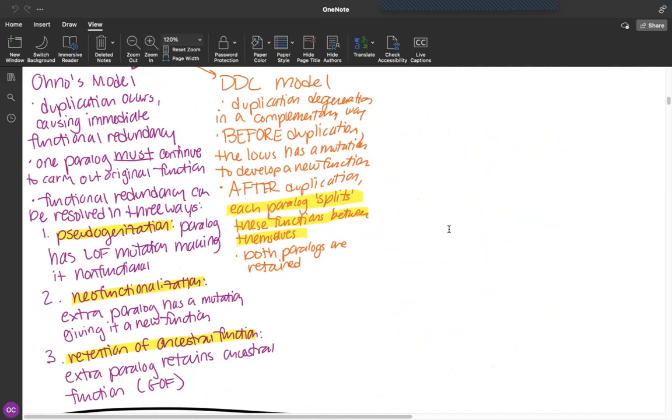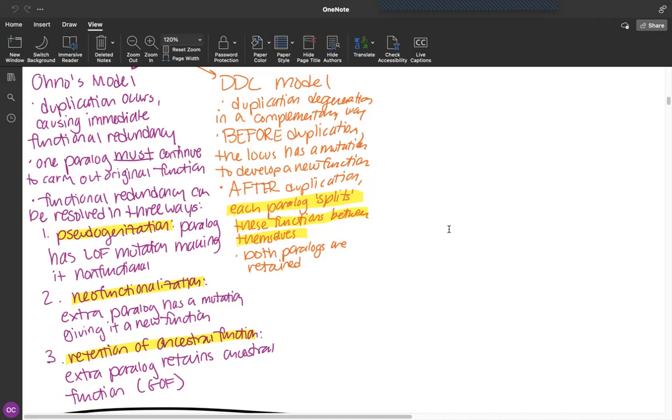So in Ohno's model, duplication occurs. We don't have a gain of function mutation before that duplication. And remember, duplication is also gain of function. But here, duplication just occurs, causing immediate functional redundancy. So now we're currently at a state where we have paralogs both doing the same thing. And again, it's critical that one paralog continues to carry out the original function. Otherwise, we would have some sort of loss of function associated with that, because we need to still produce the same protein.